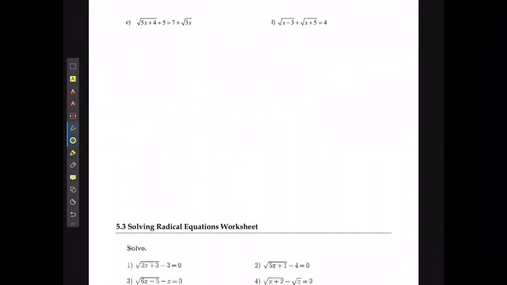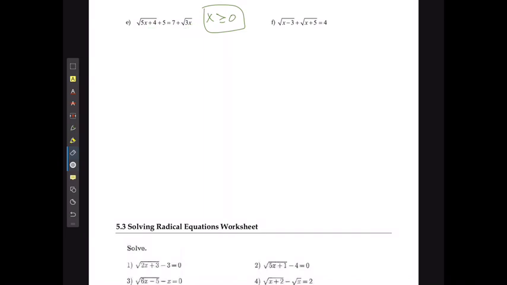So let's take a look at these last two examples. First off, I have two possibilities for restrictions. One is going to state that x has to be greater than or equal to negative 4 over 5. The other one is going to be x is greater than or equal to 0. I'm going to take that one, x is greater than or equal to 0. It's greater than the larger number.